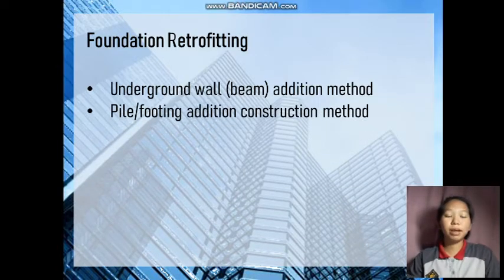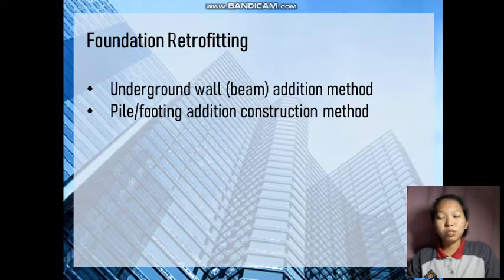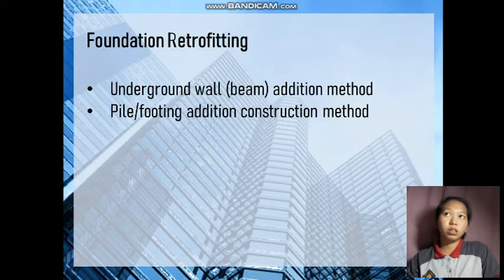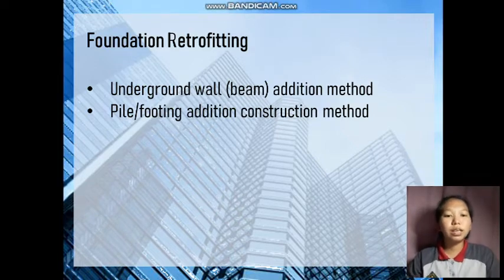Then the second one is the pile footing addition construction method. When pile foundations are damaged or there is residual displacement, adding piles or footings to increase the load carrying capacity of the foundation.